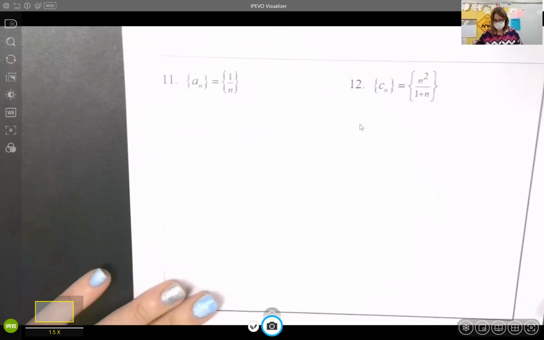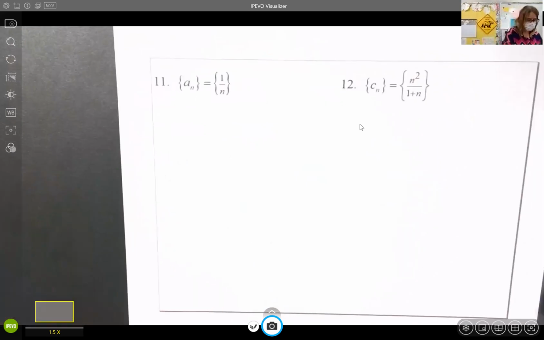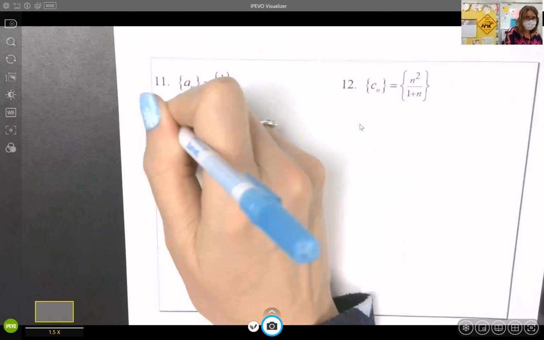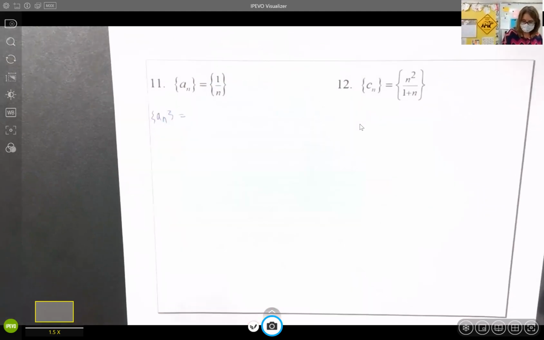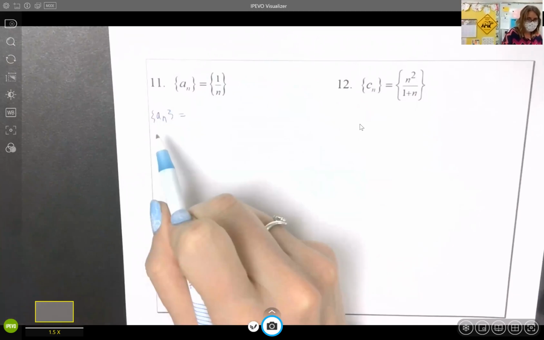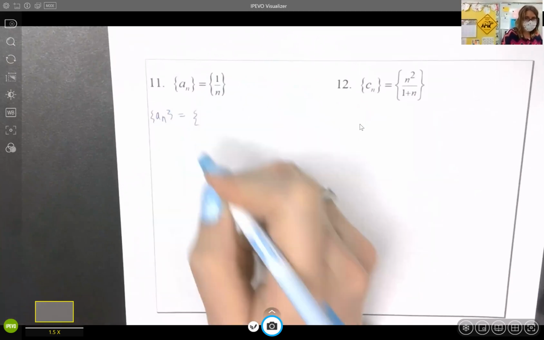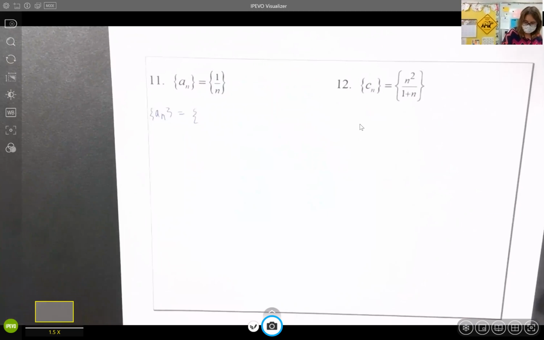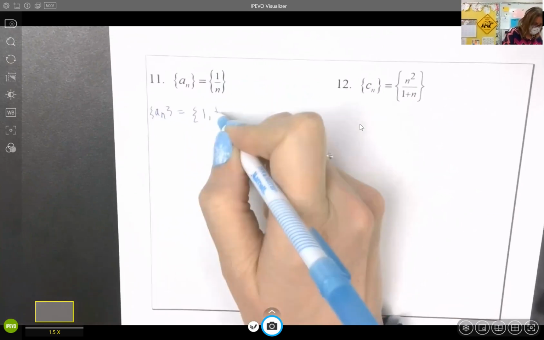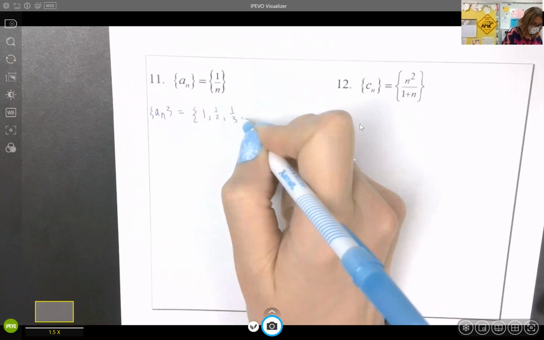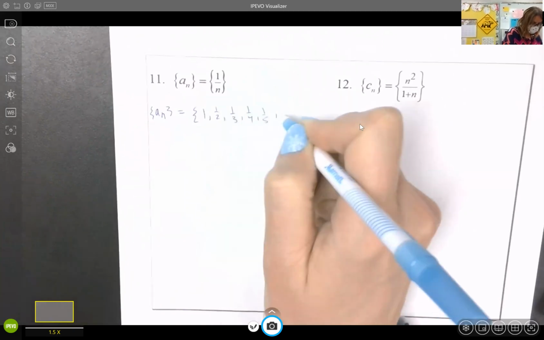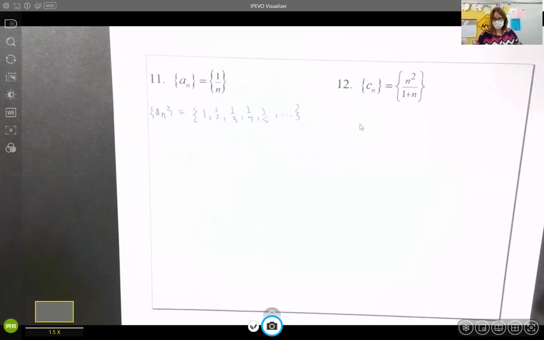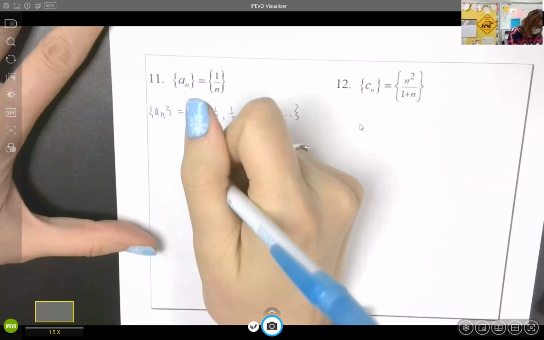So 11. Let's plug some numbers in. So get used to your notation. So when I write a set, I always do the little bracket. So I'm saying this set, if I start with a 1, goes 1 and then 1/2, a third, a fourth, a fifth, and that's the end of my set. It keeps going forever and ever and ever. Okay. So is that strictly increasing or strictly decreasing? Decreasing. So that's monotonic.